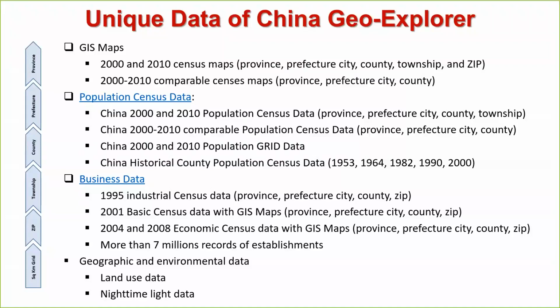So we can use the grid data to estimate the population based on spatial location and spatial range, based on the polygon of some region of your interest, even if it does not fit any officially defined administrative units. And it also includes some historical population data from 1953, 1964, 1982, 1990, and 2000. So you can find how the population changed over time and over space.